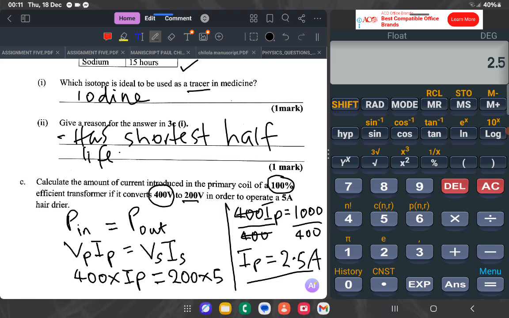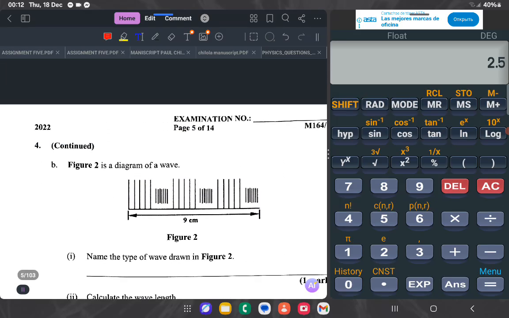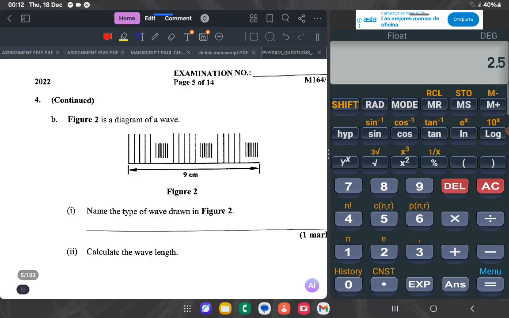In case you have questions, don't hesitate to reach out to me on the numbers that I shared earlier on so that we can discuss. You can look at the possible solutions. Question number 4. Welcome to number 4. So far, so good.